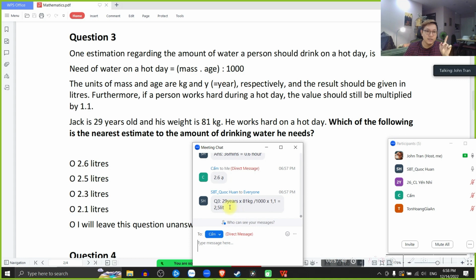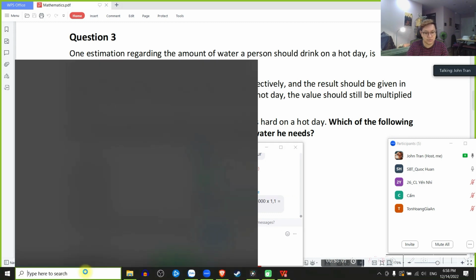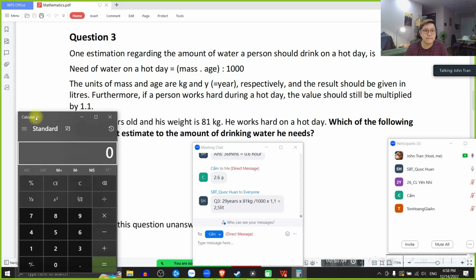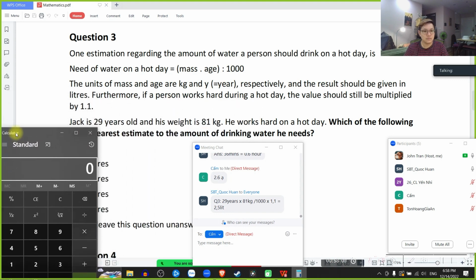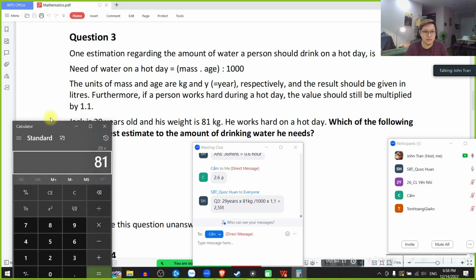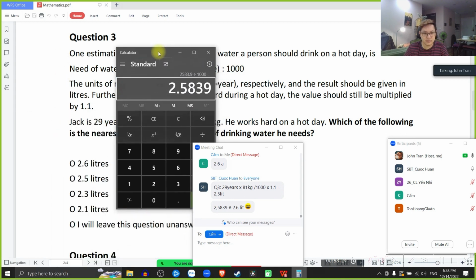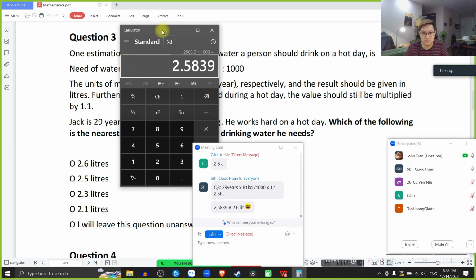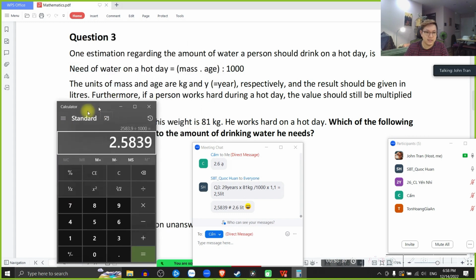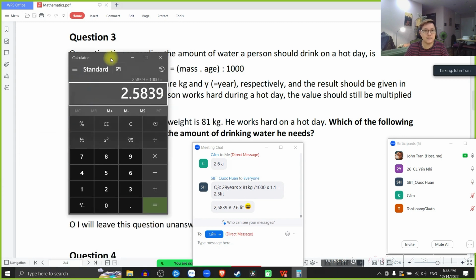Alright, 29 years times 81 kilograms divided by 1000, and then times 1.1. Remember, it's 1.1. So, wait, is it? Moment, I need to recheck. 29 times 81, and then it still has to be multiplied by 1.1, and then divided by 1000. It should be 2.6 what? It's 2.6 liters actually. 2.58 is close to 2.6. Yeah, 2.6 liters.